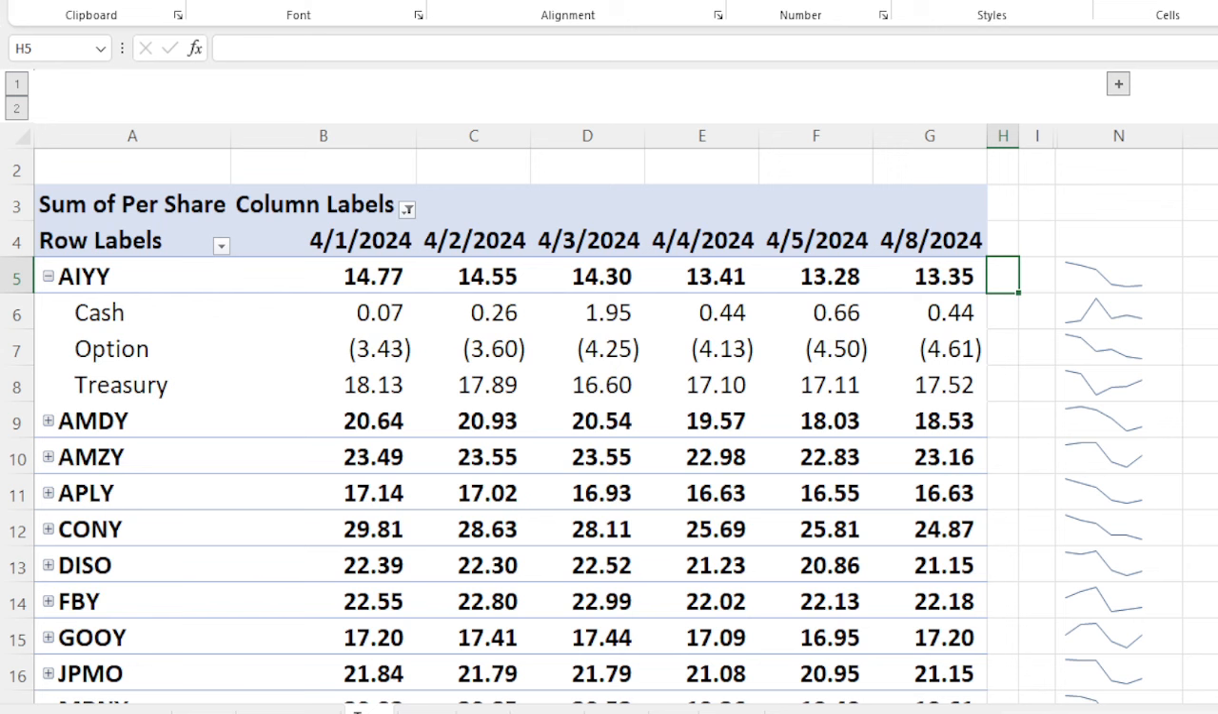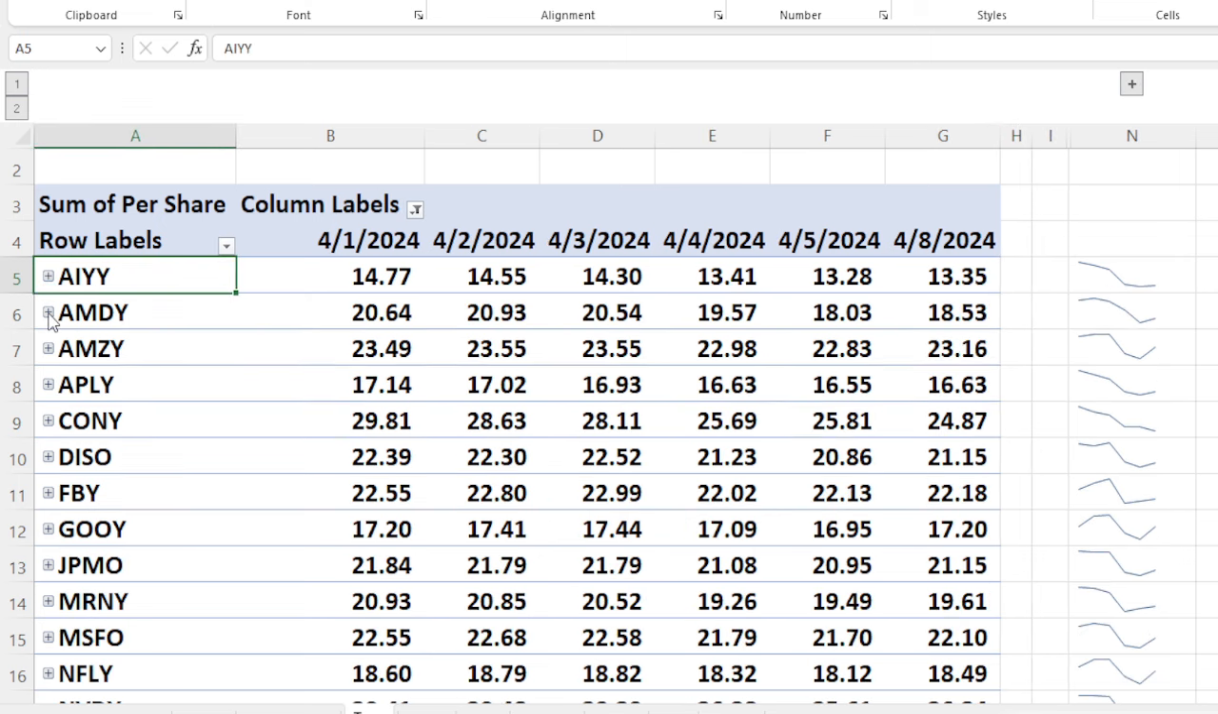But the good thing is they started to shore up their treasuries towards the end of the week. So now you can see a juicier premium, $4.61 over $3.43 from last week for AIYY.